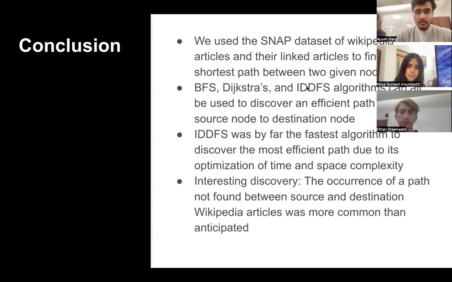So to conclude our project, we used the SNAP dataset of Wikipedia articles and their linked articles to find the shortest path between 2 given nodes. We used BFS, Dijkstra's, and IDDFS algorithms to discover an efficient path from the source node to the destination node. The surprising discovery that we made was that IDDFS was by far the fastest algorithm to find the most efficient path due to its optimization of time and space complexity. And we also discovered that the occurrence of a path not found between source and destination Wikipedia article was more common than we anticipated, meaning that Wikipedia is not as well linked as we previously thought it to be.